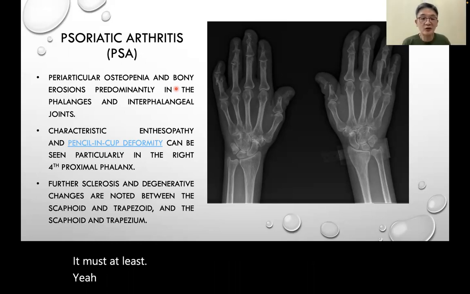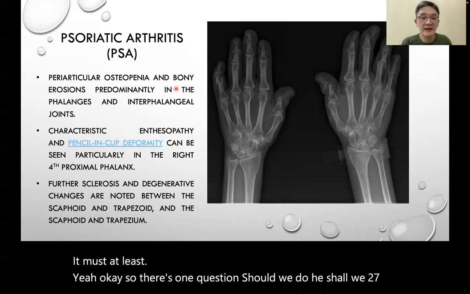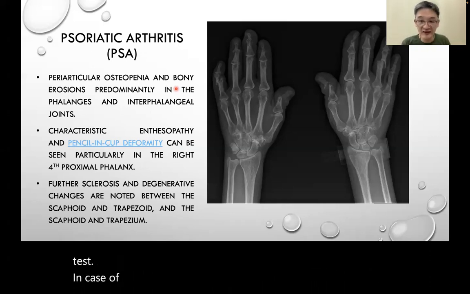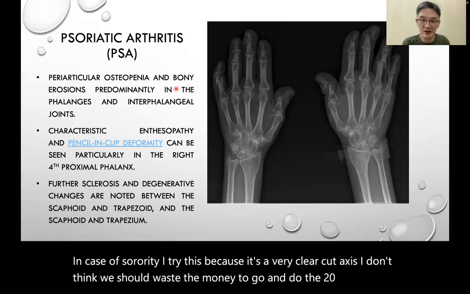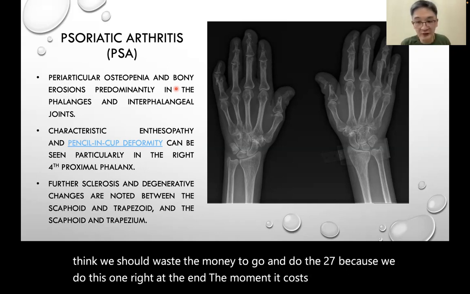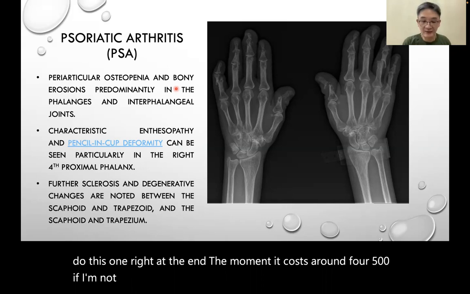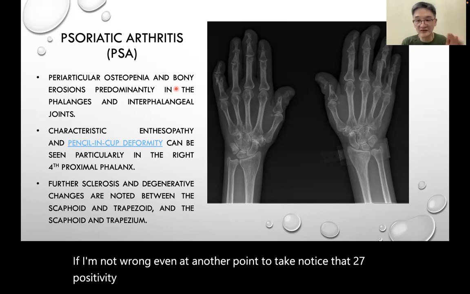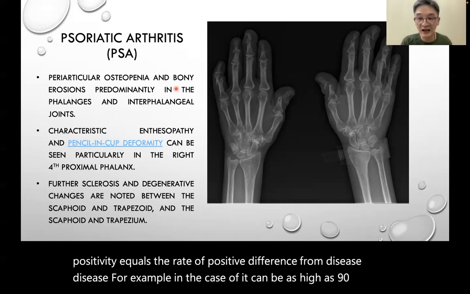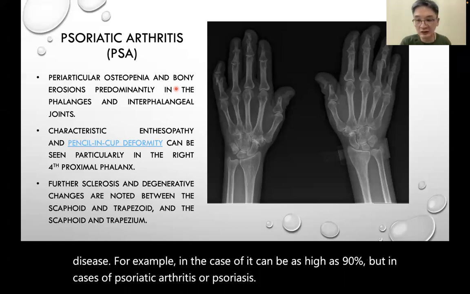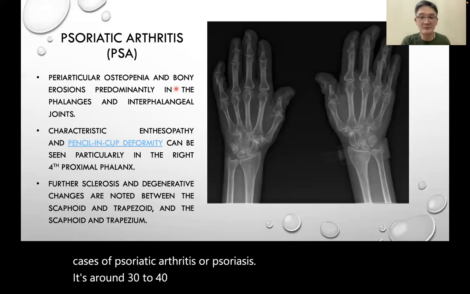Okay, so there's one question, should we do the HLA-B27 test? In the case of psoriatic arthritis, because it's a very clear-cut diagnosis, I don't think we should waste the money to do the HLA-B27, which at the moment costs around 400-500 ringgit if I'm not wrong. Another point to take note of is that the rate of HLA-B27 positivity differs from disease to disease. For example, in the case of ankylosing spondylitis, it can be as high as 90%. But in psoriatic arthritis or psoriasis, it's around 30 to 40%. So if it's negative, it doesn't mean anything. If it's positive, it just proves that you are right.